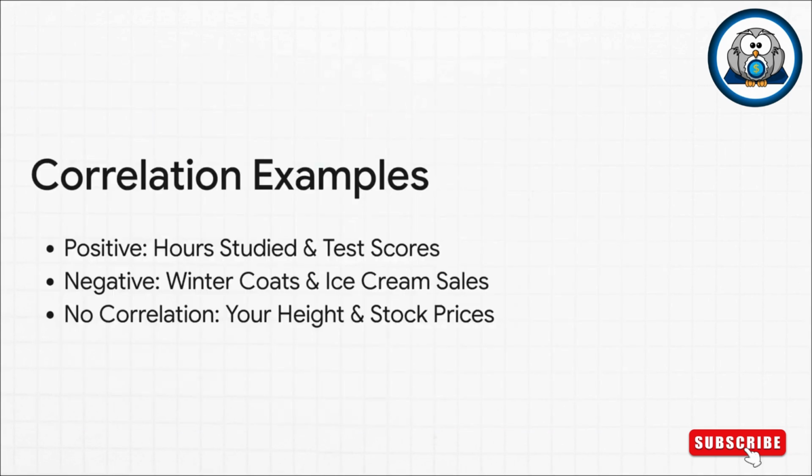For example, there's a positive correlation between the hours you study and your test scores. They tend to go up together. Makes sense. Then there's a negative correlation between winter coat sales and ice cream sales. And of course, some things have no correlation at all, like your height and the price of a stock. Understanding this helps you see all these hidden connections.